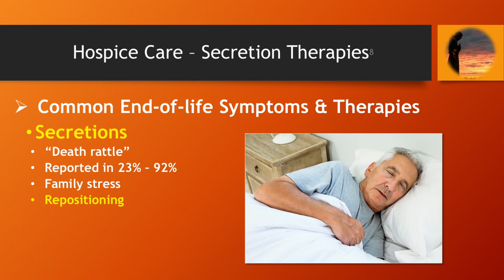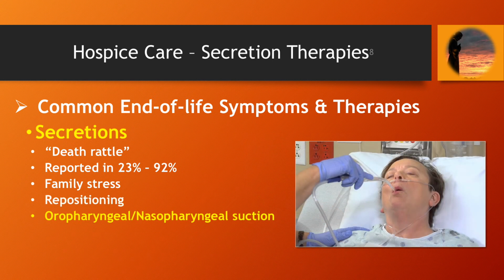Repositioning your patient and raising their head of the bed 45 degrees or greater can help alleviate some of the secretion sounds. Oropharyngeal, nasopharyngeal suctioning is a viable option to help clear secretions, but it's contraindicated in those who have oropharyngeal cancer, lung cancer, anemia, esophageal varices, and other conditions.